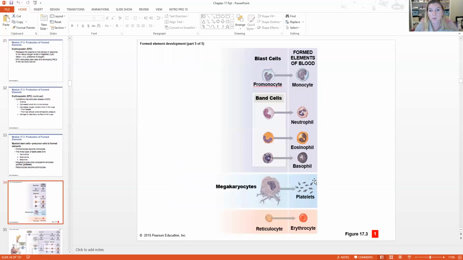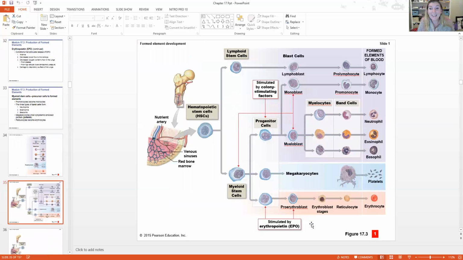So here's the continuation of the process. The pro-monocyte becomes a monocyte, and then our band cells differentiate into our three types of white blood cells, and the megakaryocytes make platelets. Reticulocyte eventually becomes an erythrocyte. And there's the whole image in all.